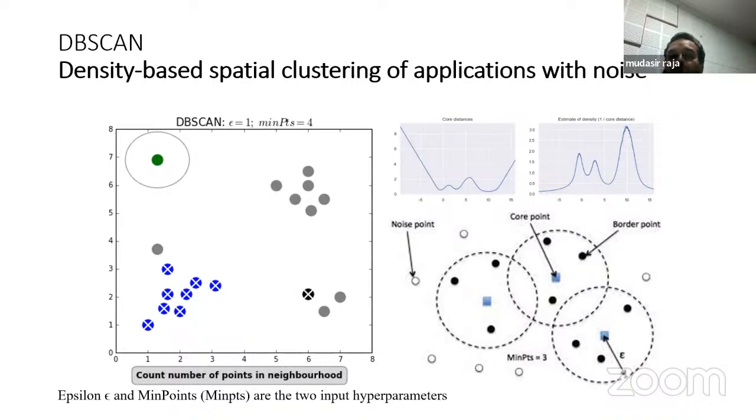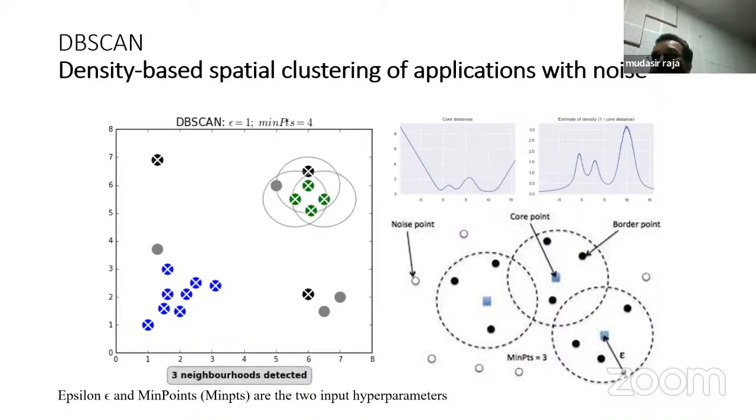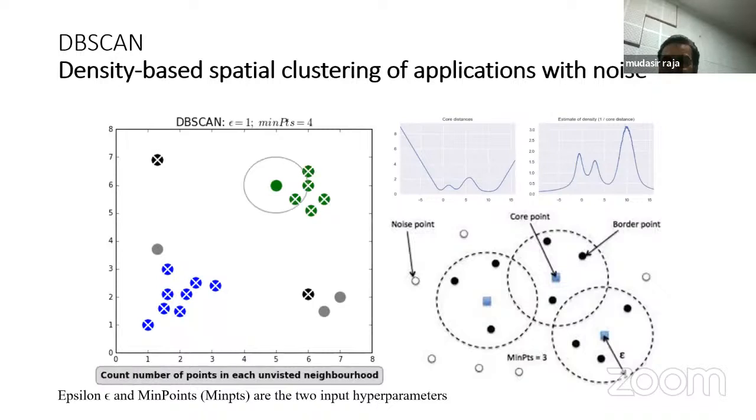Then there is the border point. A border point also has members in its region, but not the full minimum number of points, so it can be less than the minimum points. The third one is called an outlier or noise. It is outside this region. If you see, this point is noise as of now. This is a cluster, because it has 4 points around the central point. This is how DBSCAN works. So epsilon and minimum points are the two important parameters you need in DBSCAN.